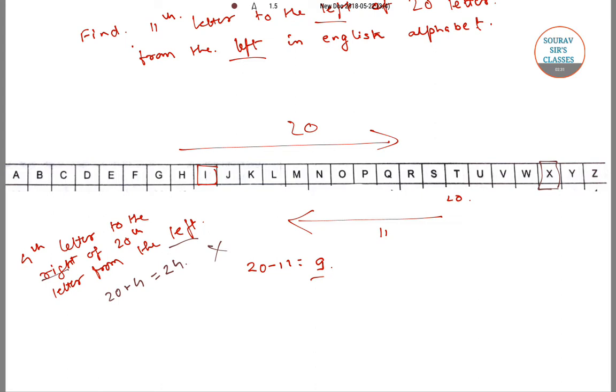Sometimes in some questions it can be said that the English alphabets are written in backward order, like Z, Y, X, and so on till A, and we have to find the 13th letter to the left of the 3rd letter from the right. Now there are two ways to solve it. Either we can write it from Z to A and then solve it likewise.